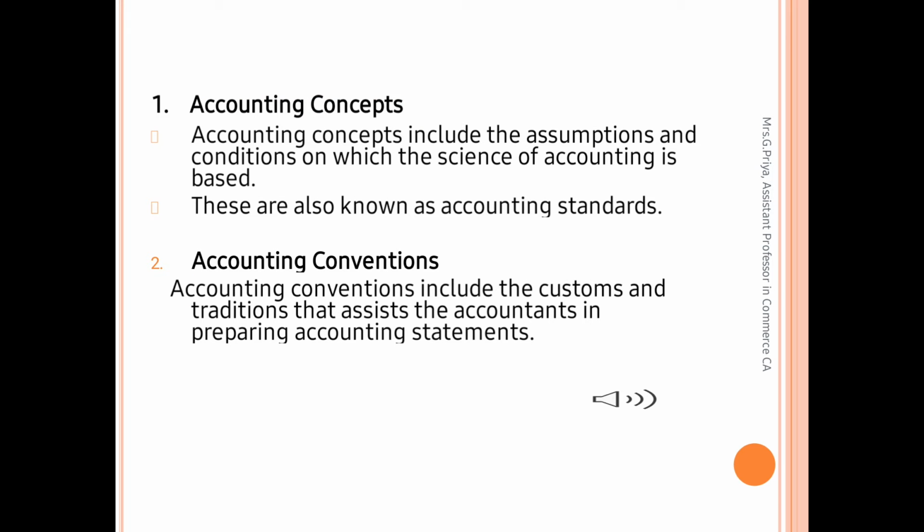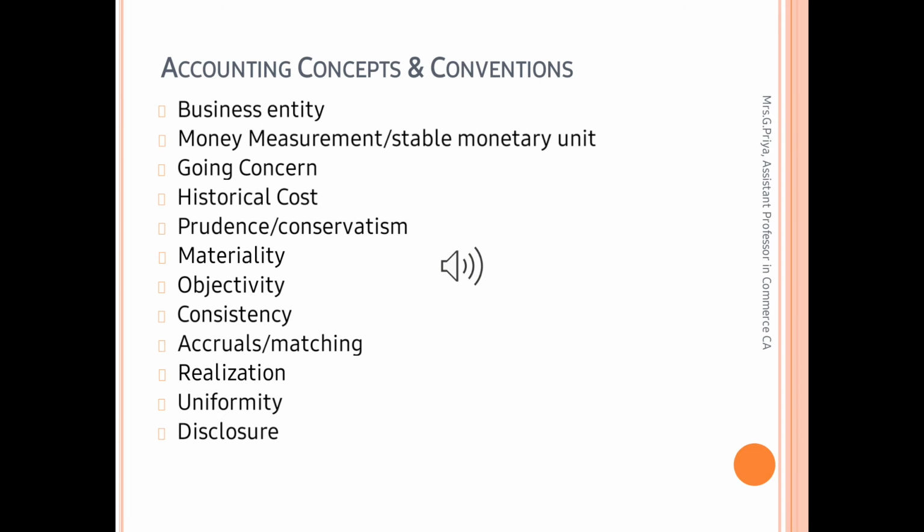Accounting concepts include the assumptions and conditions on which the science of accounting is based. They are also known as the accounting standards. And second one is accounting conventions. The accounting conventions include the customs and traditions that assist the accountant in preparing accounting statements. They are the following items as accounting concepts and conventions.